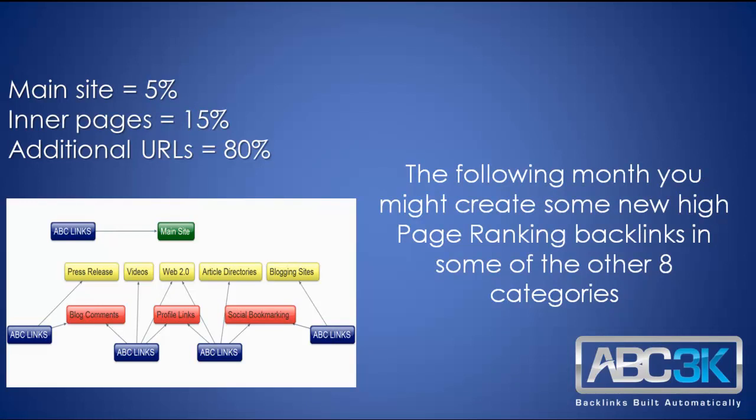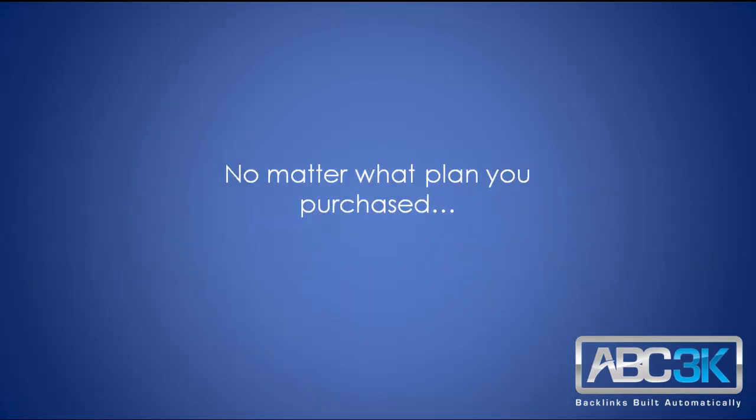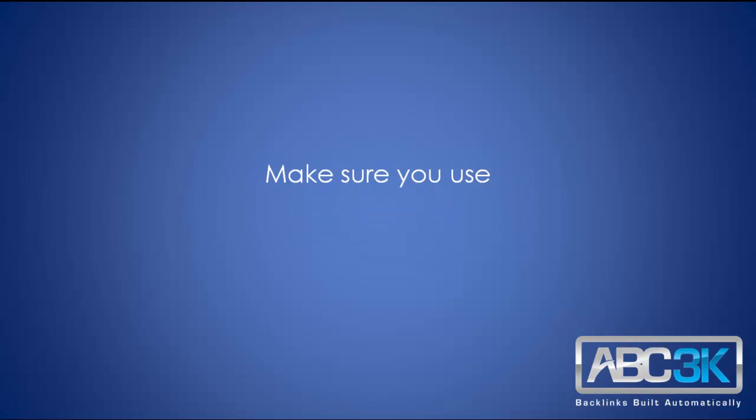The following month, you might create some new high page ranking backlinks in some of the other 8 categories, so you change it again. Now you bring your main site up to 5%, drop the inner pages of your main site to 15%, and pump 80% of the links allowed in your plan into all the additional 8 categories. So no matter what plan you purchased, make sure you use all of the links in your plan. I cannot stress this enough.